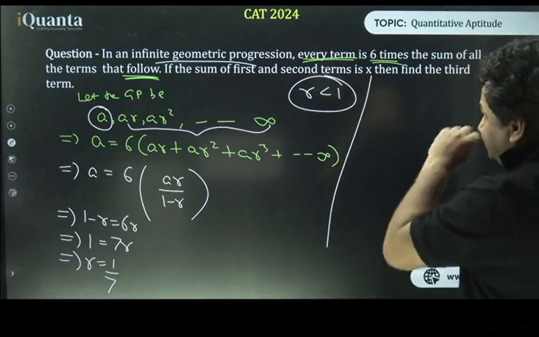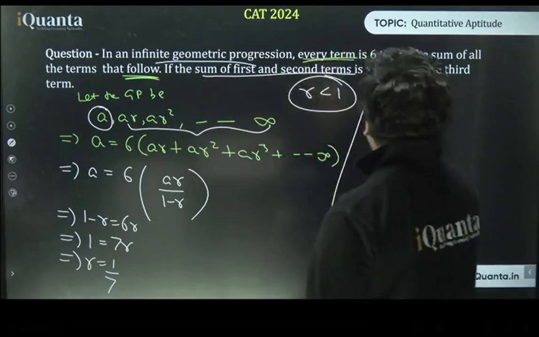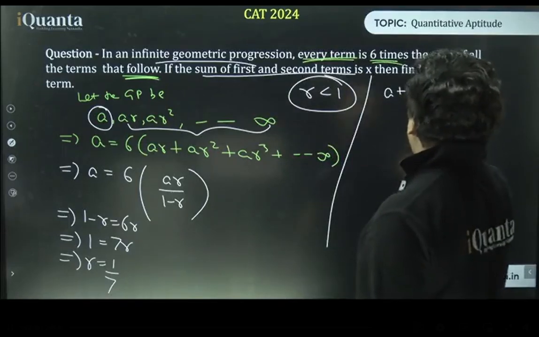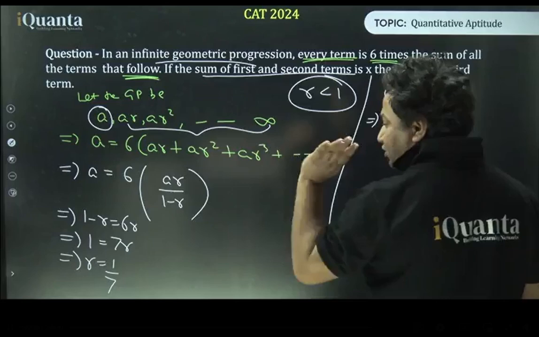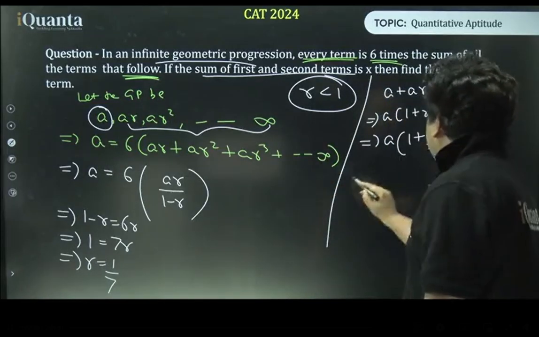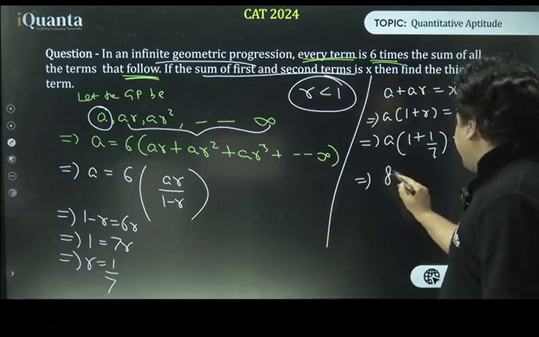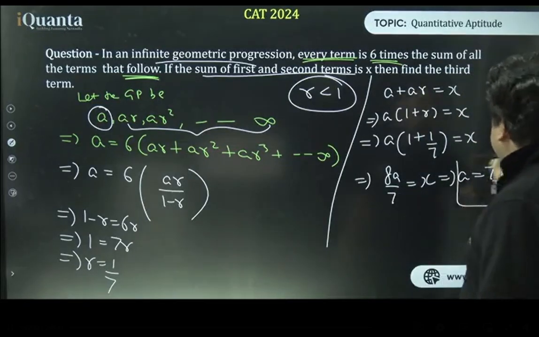Very good. अब आते हैं सेकंड पार्ट क्वेश्चन के. सम ऑफ फर्स्ट एंड सेकंड टर्म इज x. फर्स्ट टर्म इज a, सेकंड टर्म इज ar, so a plus ar is given as x, which means a times 1 plus r will be equal to x, right? And the value of a is not known to us, but the value of r is known to us. That is 1 by 7. a times 1 plus 1 by 7 is equal to x, which also means this is 8a by 7. 8a by 7 is equal to x, or I can say the value of a will be 7x by 8 in terms of x. Cool?